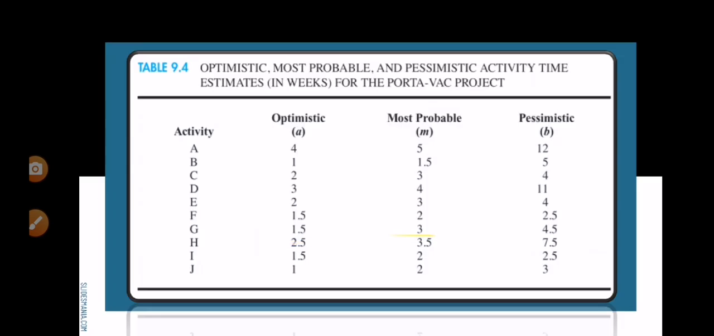These optimistic, most probable and pessimistic times are not solved, so you may be wondering where they come from. For example, why is A's optimistic time 4, most probable 5, and why is C's optimistic 2? Those are just assumptions of the business in the Portavac project. They assumed that activity D's optimistic time is 3, most probable is 4, and pessimistic is 11. So they are just assumptions.